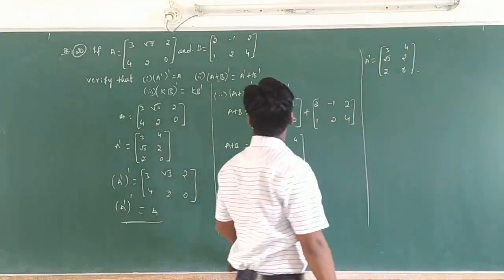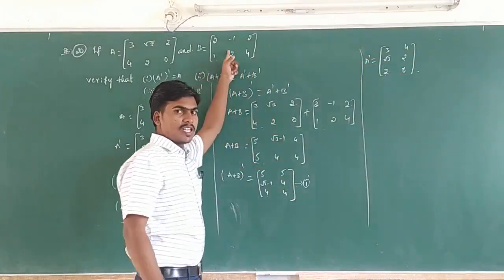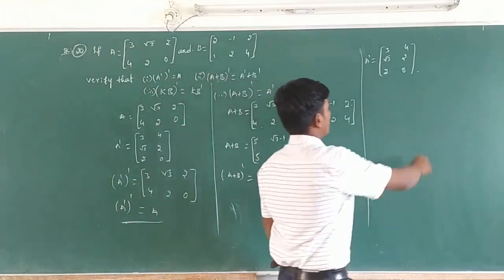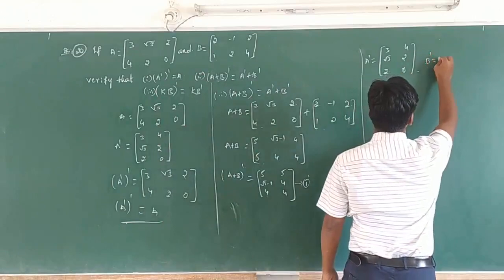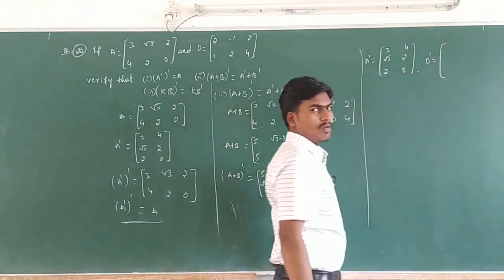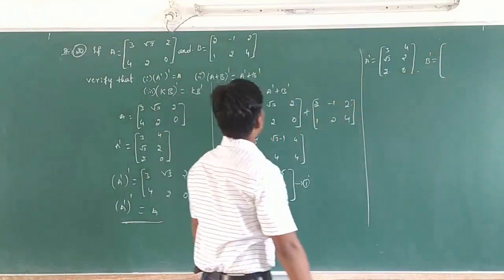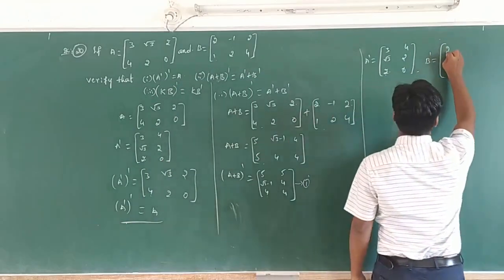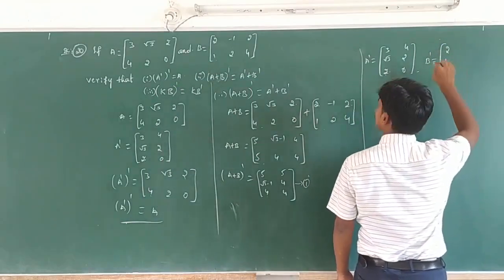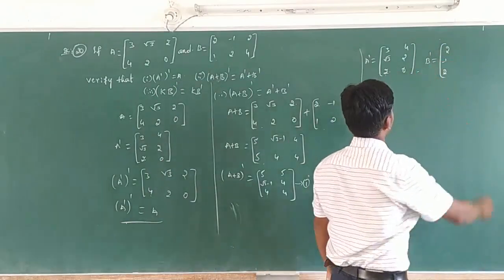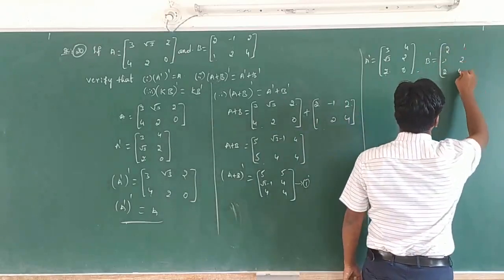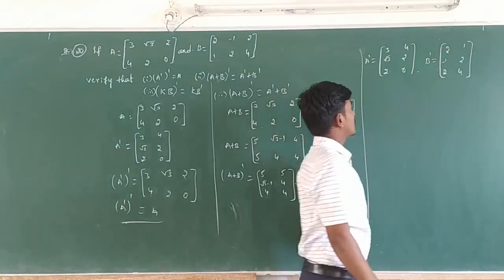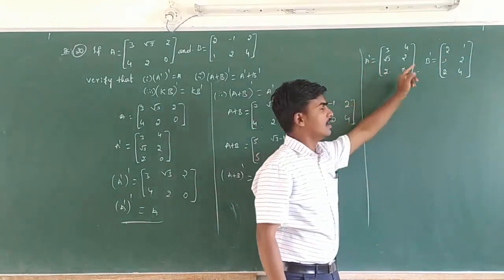Next, matrix B is given. To this matrix B, we apply the transpose operation. So what do we get? B transpose is equal to, again, interchange of rows and columns. 2, minus 1, 2. Next 1, 2, 4. Here I am just adding the transpose of A and the transpose of B.